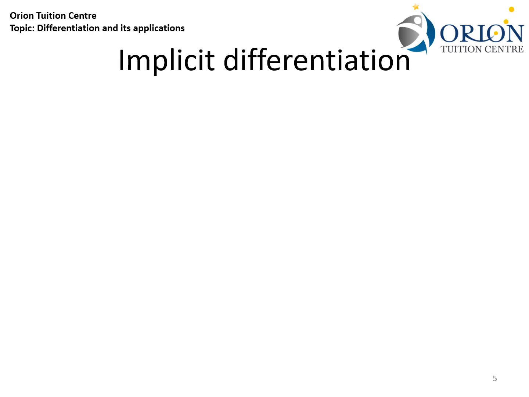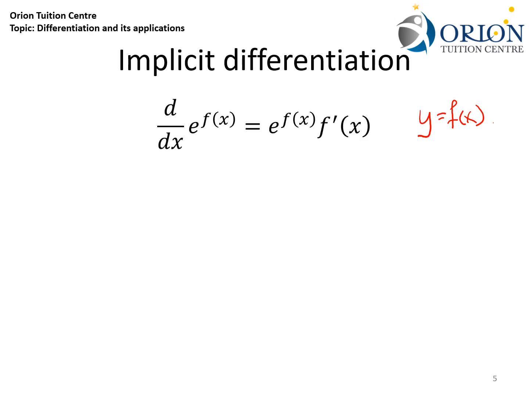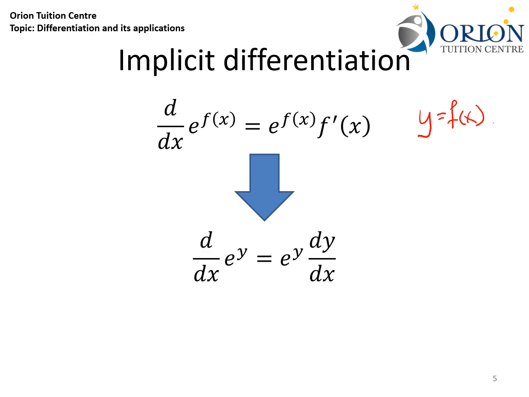Carrying out implicit differentiation is simply applying the chain rule repeatedly, treating y as an unknown function of x, or y equals f(x). As a simple illustration of how implicit differentiation works, let's revisit the simple formula of differentiating e to the power of f(x). Using the chain rule, differentiating e to the power of f(x) gives us e to the power of f(x) times f prime x. Now, if we replace the f(x) with y, differentiating e to the power of y equals e to the power of y times dy/dx.